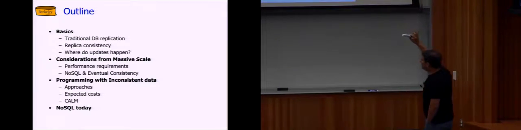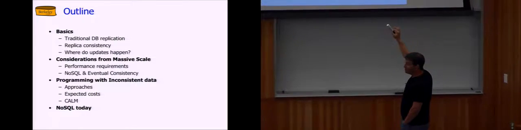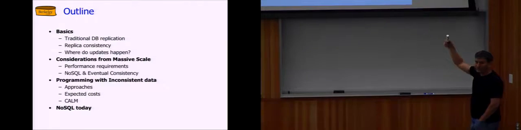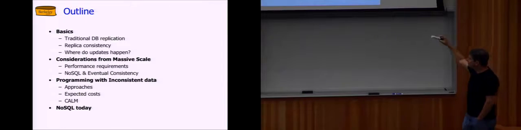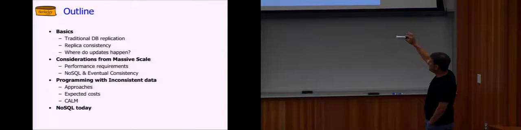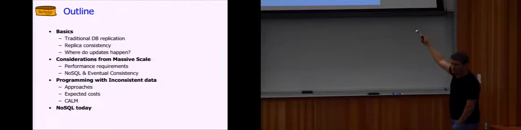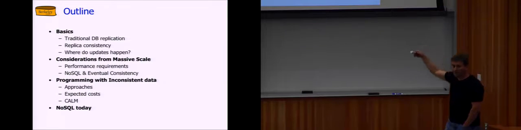What are the performance requirements? Where did NoSQL come from in this environment? And what is its notion of consistency, typically? And then I'll talk a little bit about the reality of living with NoSQL. So how do you write programs when your data might be inconsistent?